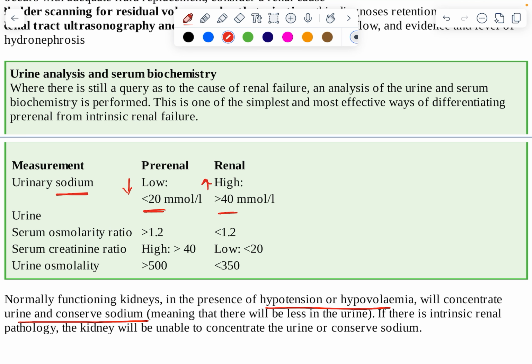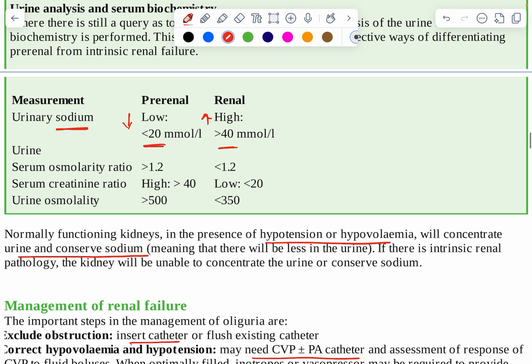Serum osmolality is more, it means it is sodium is serum creatinine ratio. Urine osmolality, if it is renal, then it will be less. If it is pre-renal, it will be more.